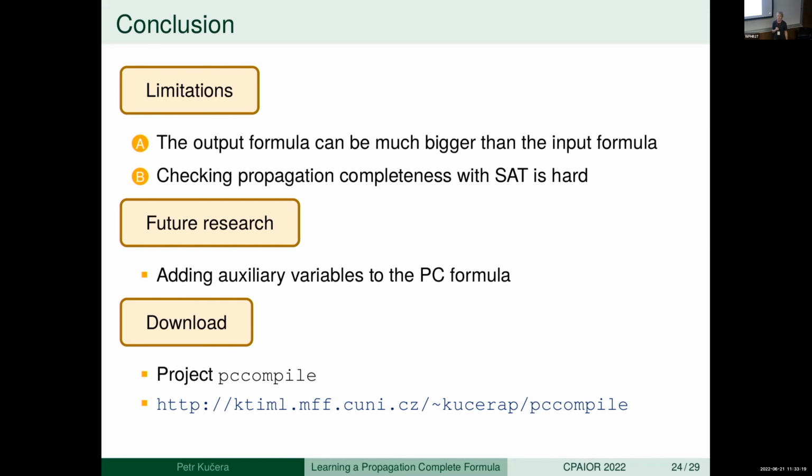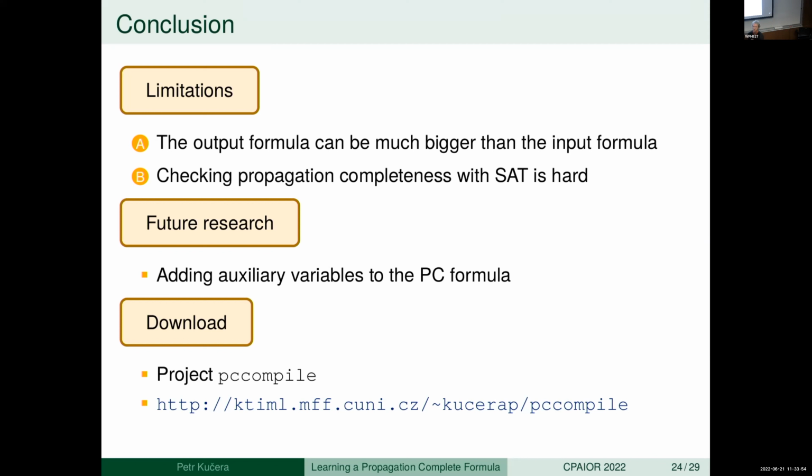Questions? I was just wondering what's the succinctness compared to the other languages? It depends on whether you also consider existentially quantified auxiliary variables. Then propagation complete formulas are strictly more succinct than DNNFs, and you can translate a DNNF into a propagation complete encoding using auxiliary variables. If you do not consider auxiliary variables, then I think they are incomparable.